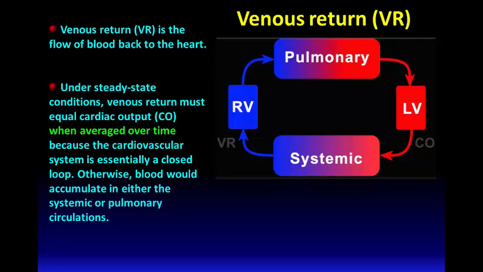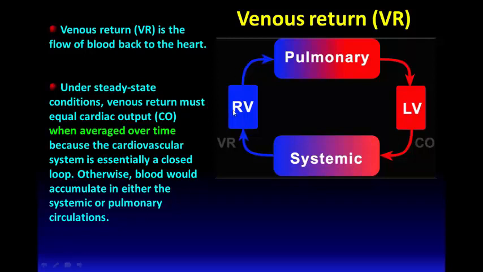Having said so, right-sided cardiac output, which is ejected into the pulmonary trunk and passes through the pulmonary circulation, should be equivalent to the left-sided venous return when averaged over time. Similarly, left-sided cardiac output, which is ejected from the left ventricle into the aorta and passes through the systemic tissues, should be equivalent to the right-sided venous return when averaged over time.